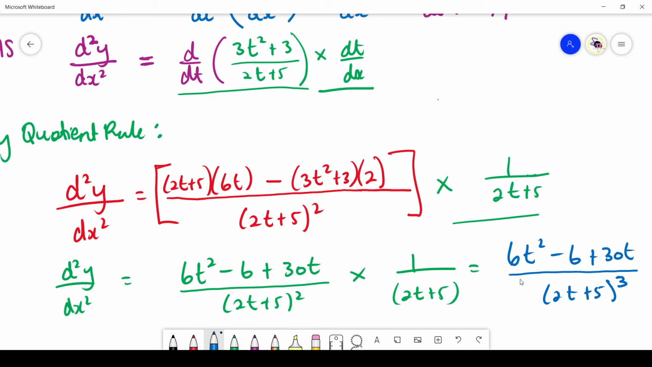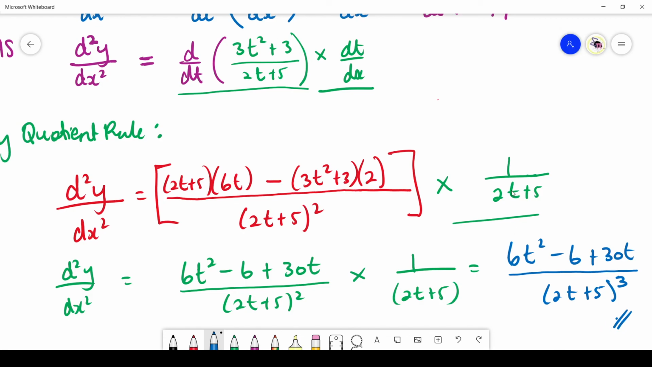So it's simple. Once you have found dy dx, let me just go over it one more time. You simply differentiate that a second time, and it's usually going to be using the quotient rule. You differentiate it a second time with respect to t. And then to get rid of that t component, you simply multiply by dt dx. And that's pretty much it, guys. So that was finding the first and second derivative of parametric equations.